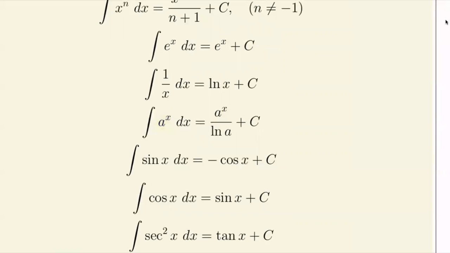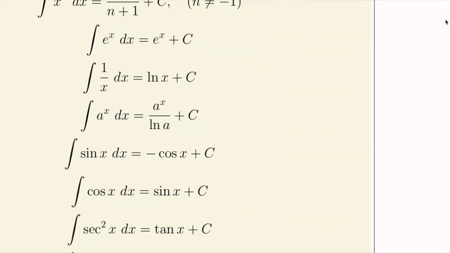Is equal to, its indefinite integral is a to the x over natural log a. This one might be the only one that's a bit of a surprise, to some degree, only because this constant looks a little different. Just remember that the derivative of a to the x is equal to a to the x times the natural log of a.